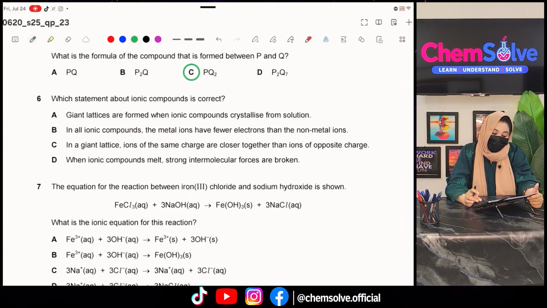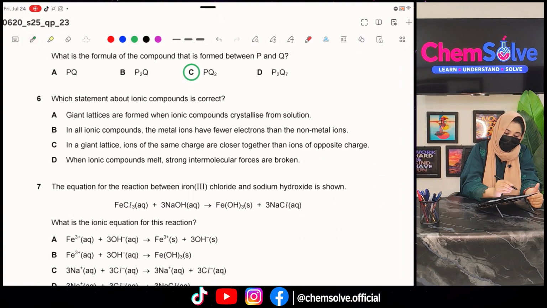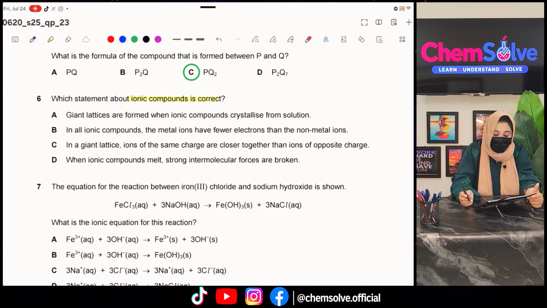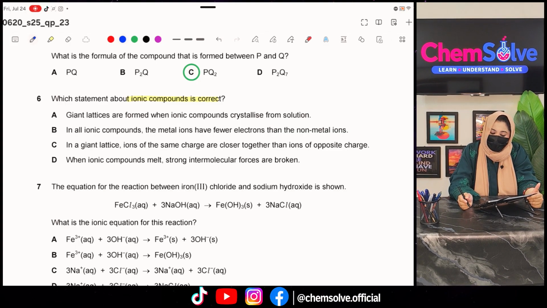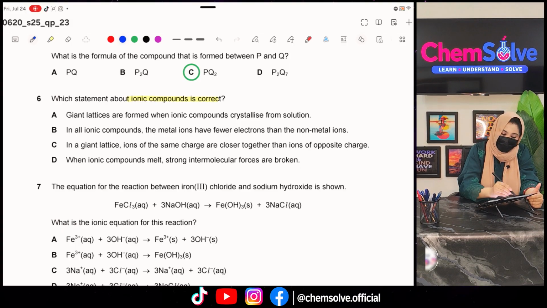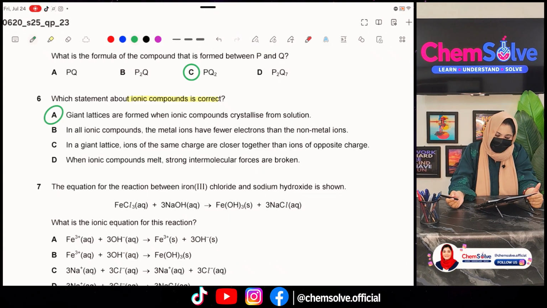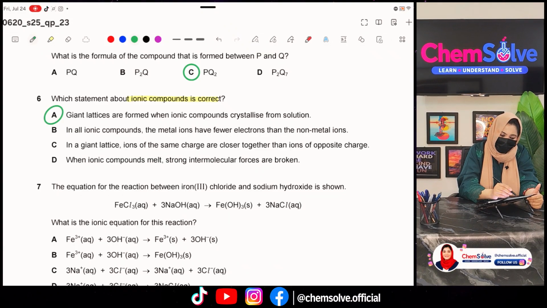Now the next question is question number 6. Which statement about ionic compounds is correct? We have to look for the ionic compound. Giant lattices are formed when the ionic compound crystallizes from the solution. Yes, ionic compounds are giant lattices, and when we crystallize them from the solution, we get the solid. So it would be a giant lattice. I believe this is the correct option. No need to write, look at the other options. But if you want, I can have a look at them.